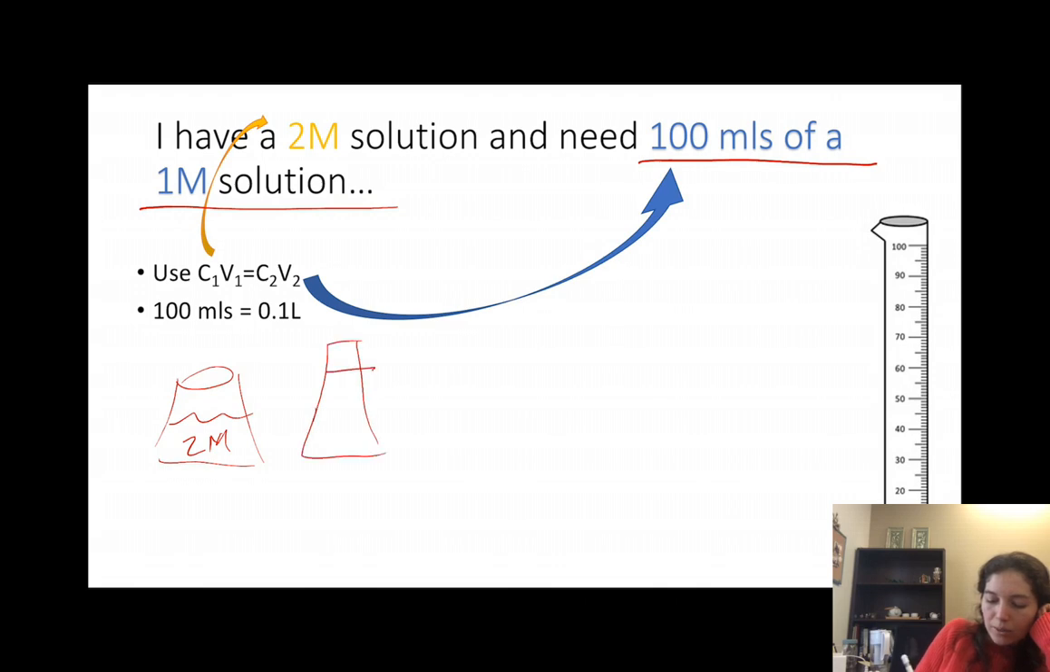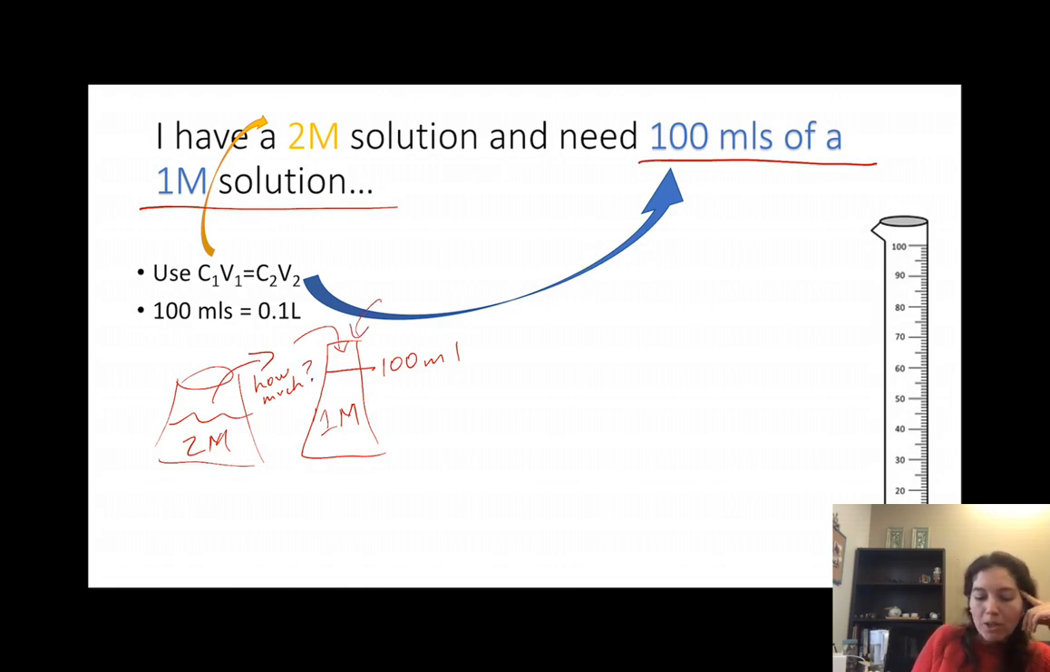Let's say this is 100 milliliters, and you want this to be 1 molar. So we need to make this. In order to make this, we're going to have to pull out some amount and put it into here. So the question is, how much? How much do we pull out in order to put this in here?